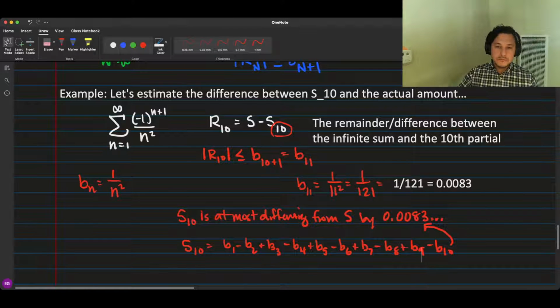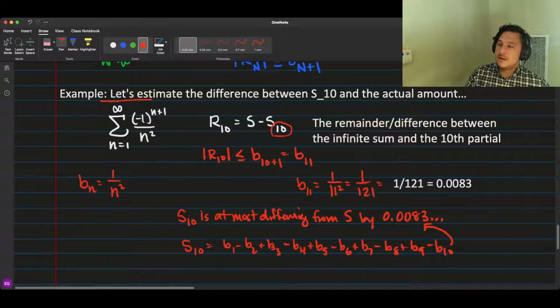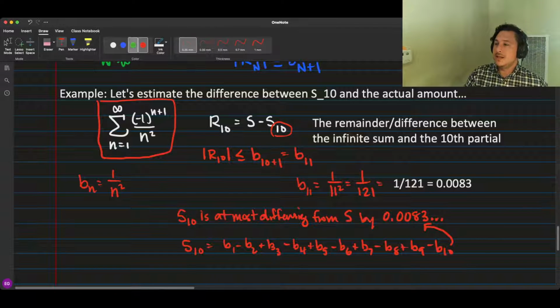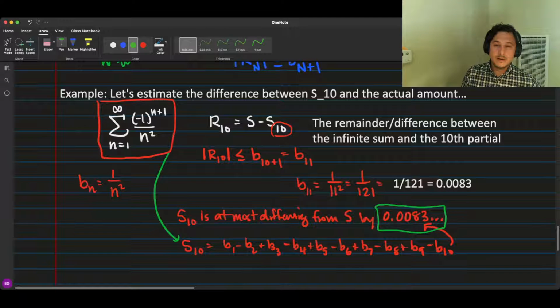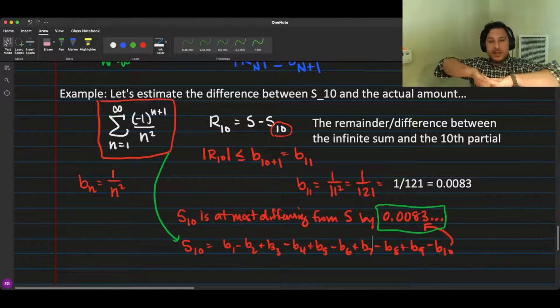Okay, so this is basically useful for you to be able to figure out, let's say you were unable to figure out what the infinite sum was. This now gives you a good idea: how about I just calculate S10? At worst, how much am I off by? And that's a pretty small amount, so maybe that would be acceptable given whatever constraints you have. They do this a lot in engineering.